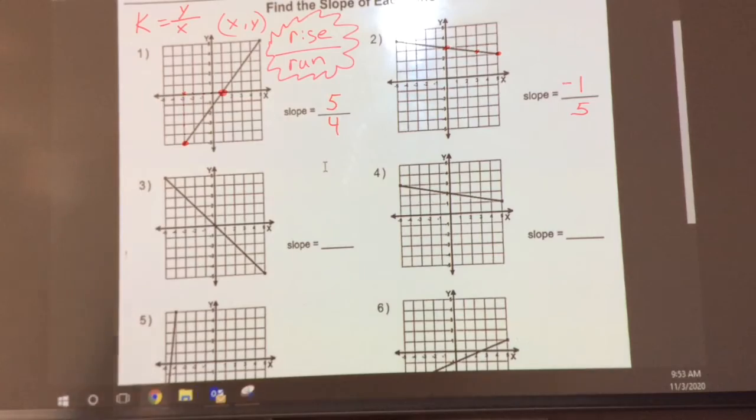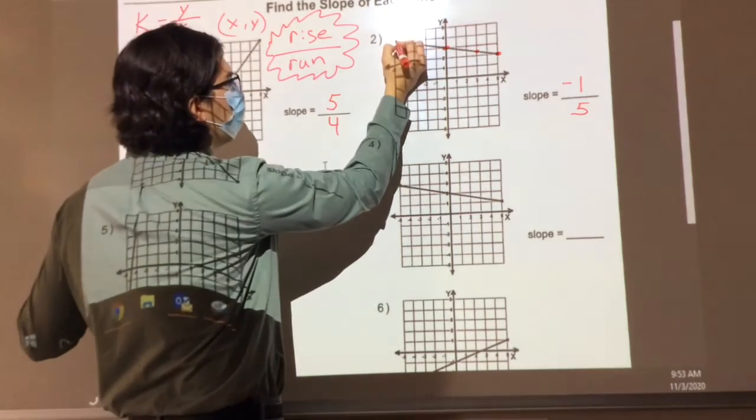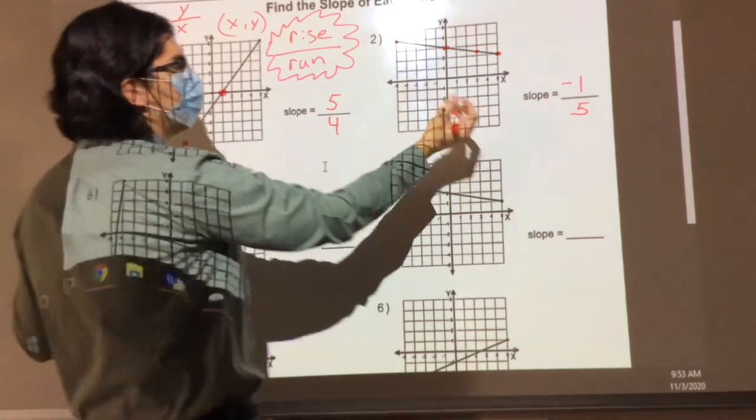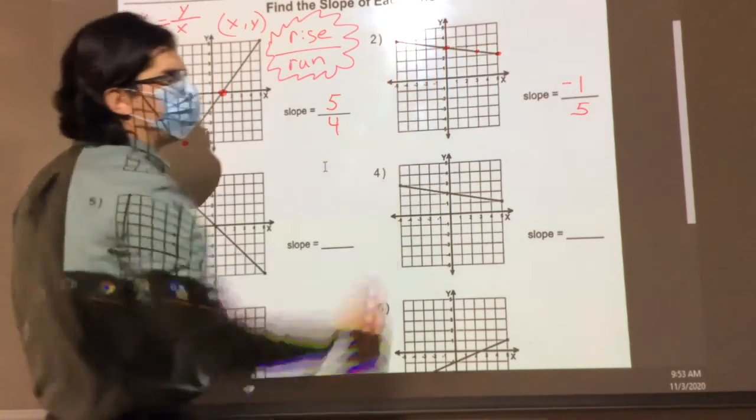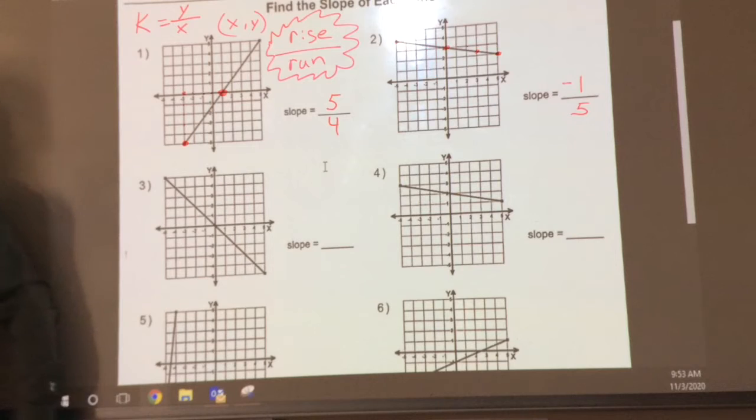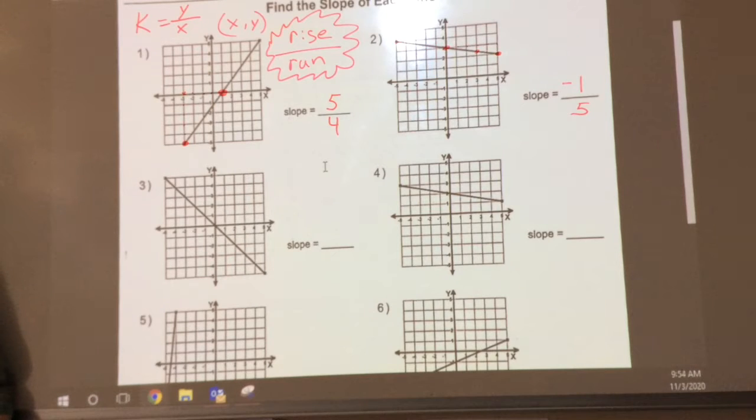Now, Reed asked a great question. He said, well, doesn't this one also work? Well, yeah. So look, check this out. Up 1, 1, 2, 3, 4, 5. Doesn't it give you the same answer? Mm-hmm. And it will always be repetitive. Every single line is only going to have one slope.